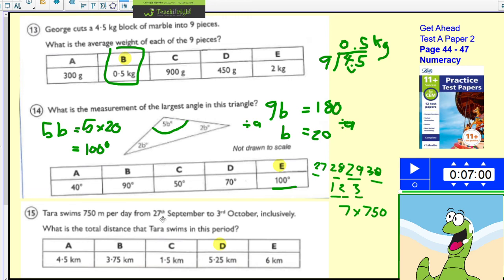They tend to think, oh, it's just 28, 29, 30, 31. Actually not 31, because in this case it's only 30, but they tend to forget the days that you start on. That 27th day counts as a day, and so does the 3rd.